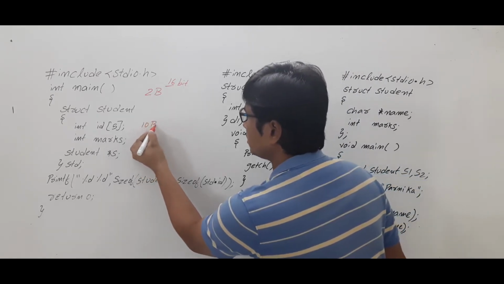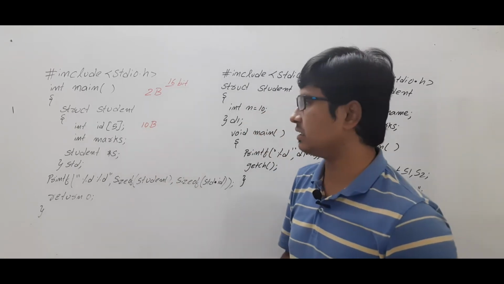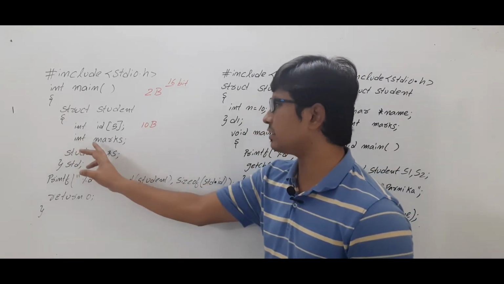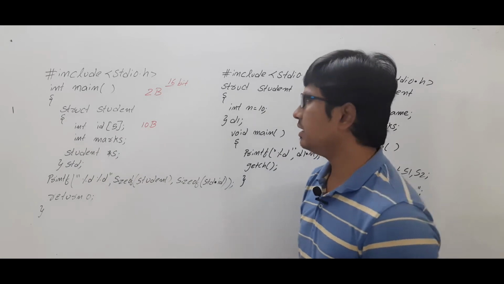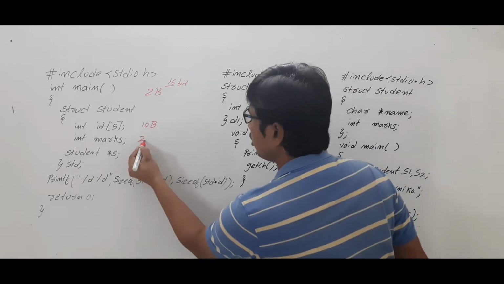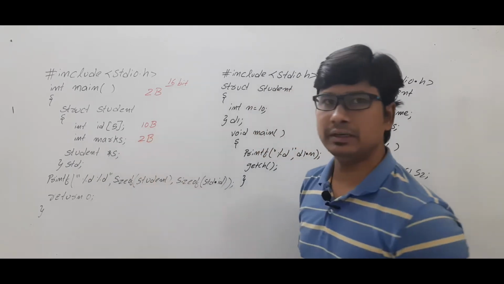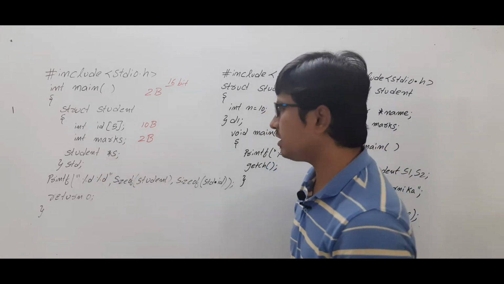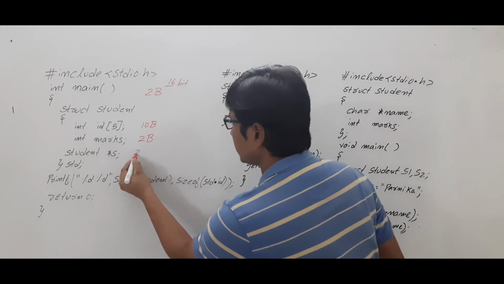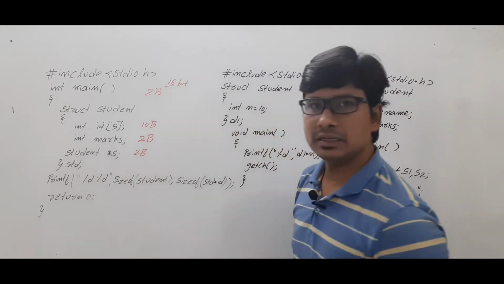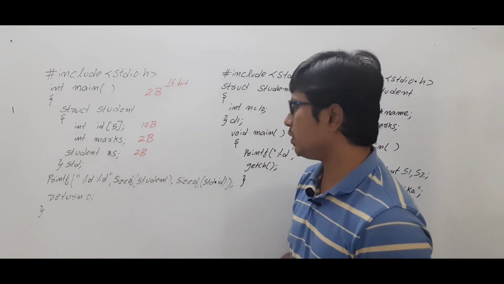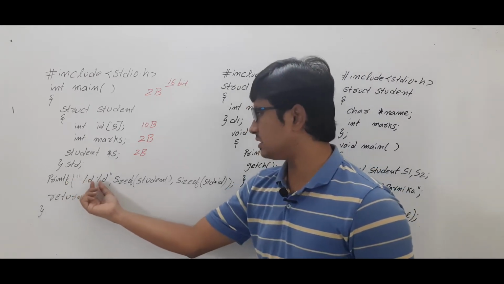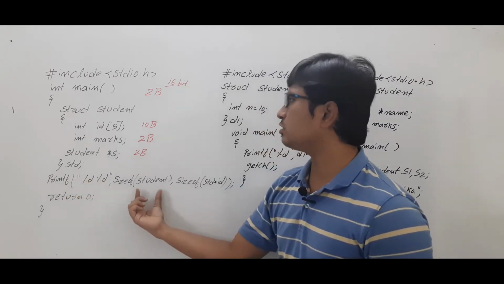Am I right or wrong? Because 5 into 2 is 10. Now look at another member, int marks. This marks variable will again occupy 2 bytes of memory. And this S is a pointer. A pointer will occupy 2 bytes of memory. Is it clear? In that case, what they are asking is printf of %d, sizeof student.